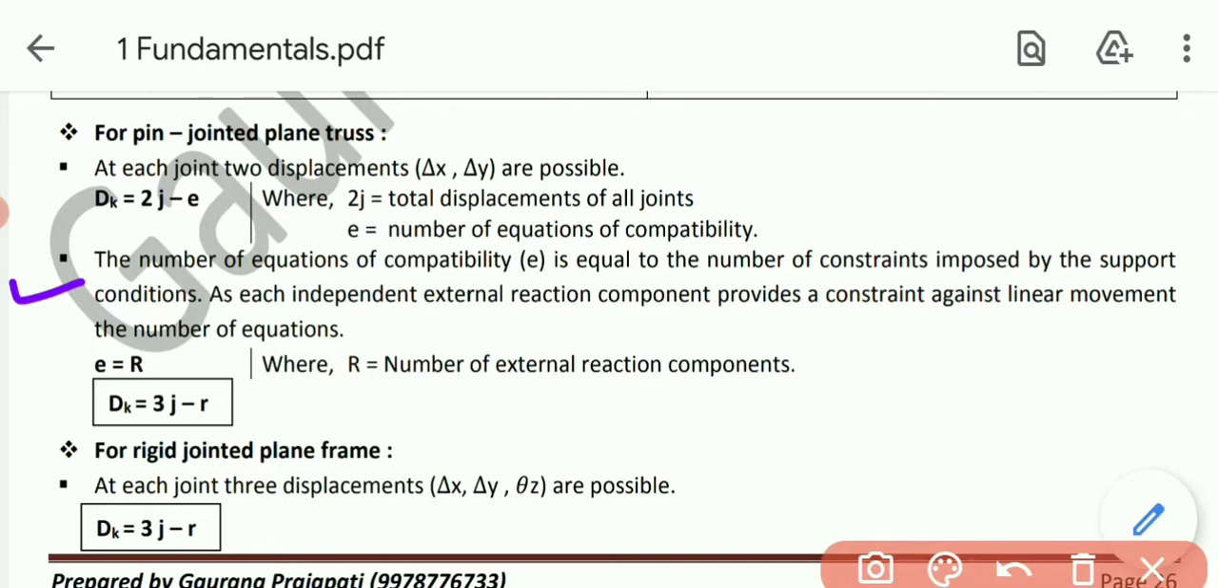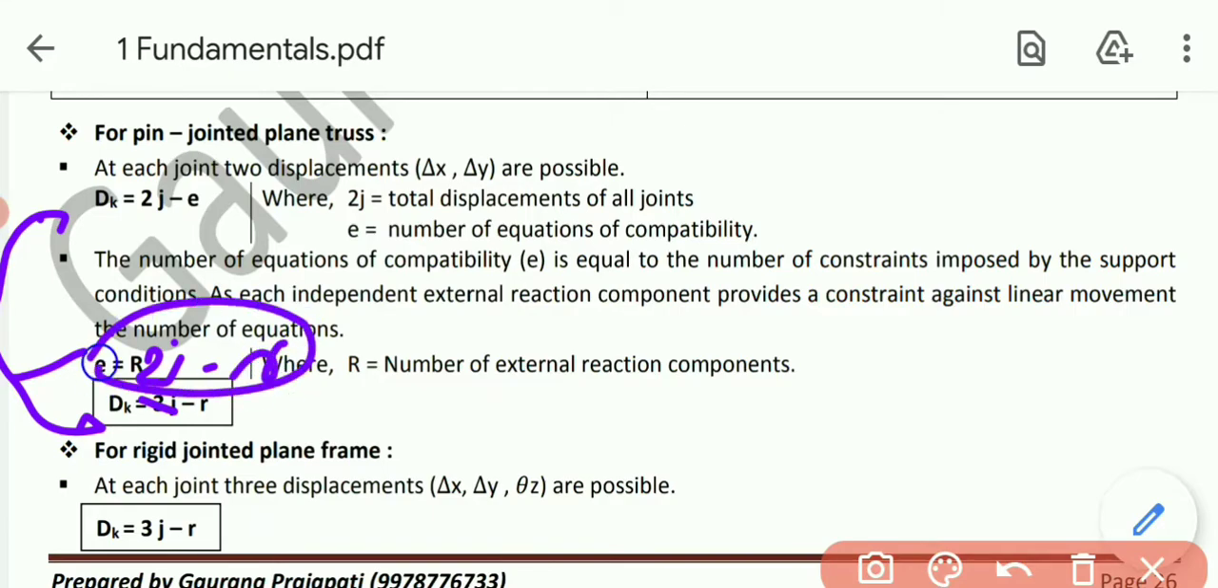as each independent external reaction component provides a constraint against the linear movement. So ultimately E equals R. So I can modify the formula, that is Dk equals 2J minus R.